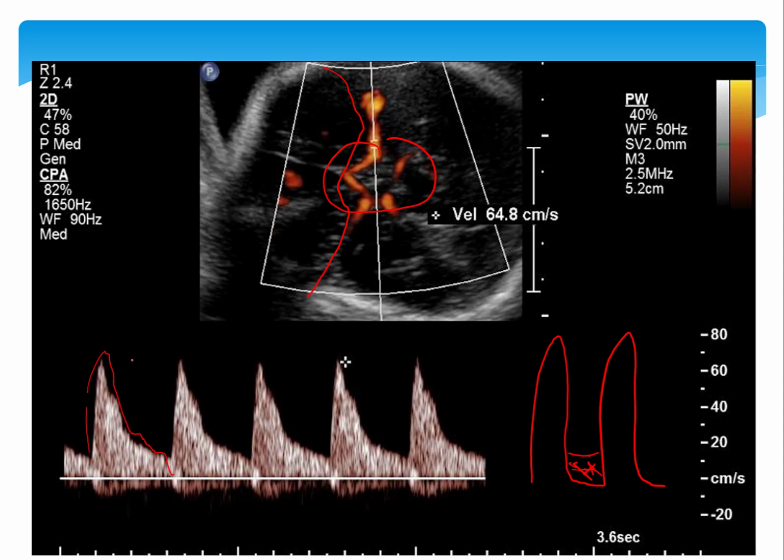What we are interested in is the amount of the red cells which move very rapidly. So this is the peak velocity; in a non-anemic fetus it may be somewhere here. Here it is high. So that value is taken. Now here the value is 64.8 centimeters per second. So red cells are flying at 64.8 centimeters per second, which is high.